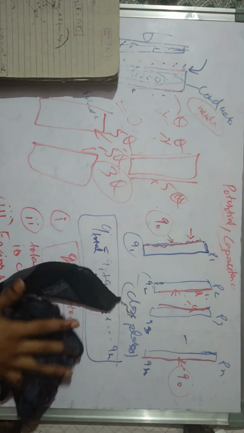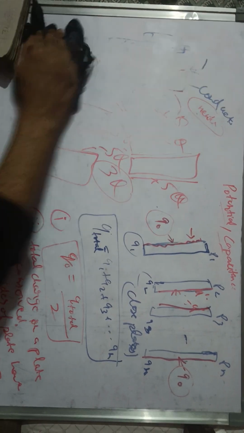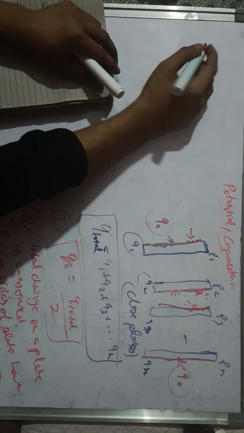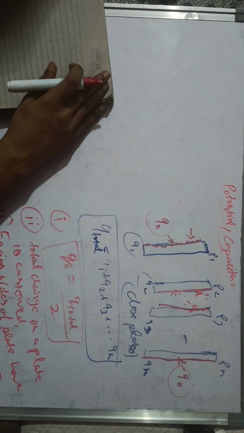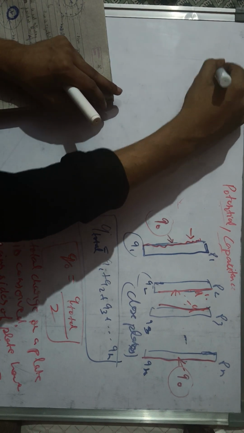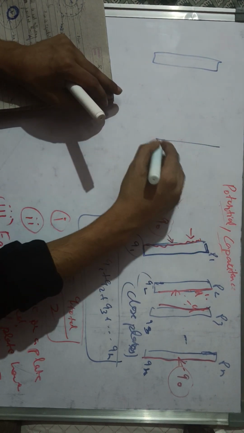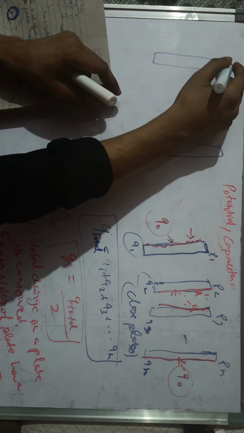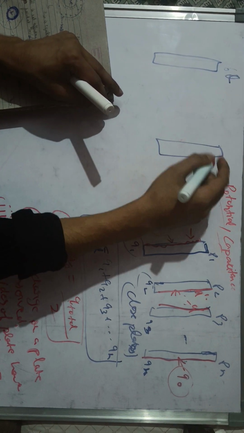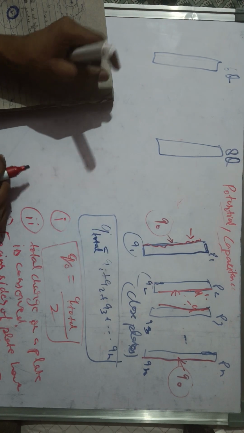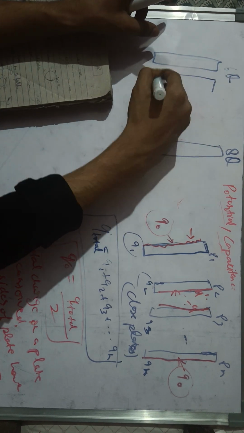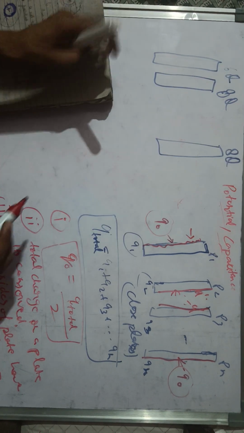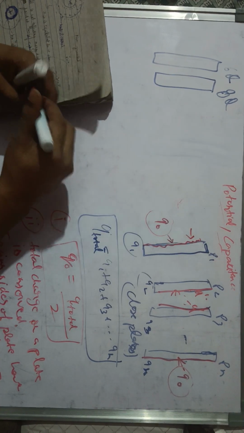Okay, now moving ahead, we will take one example. We have one plate here and another plate here. This plate has 6 coulomb charge. This plate has 8 coulomb charge. Now these two conductors are plates, and they are brought closer.